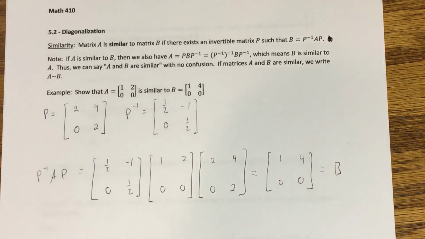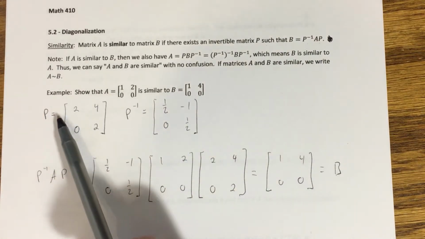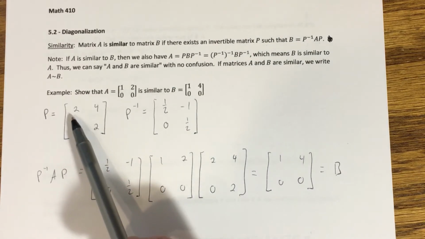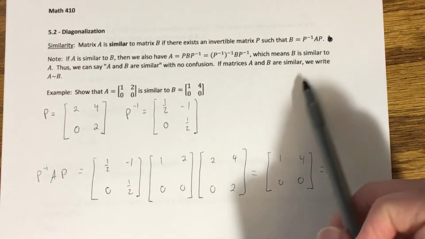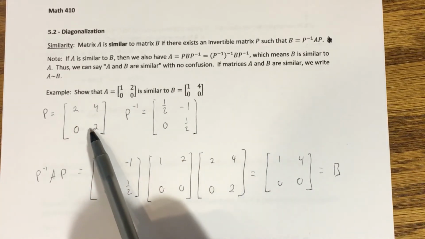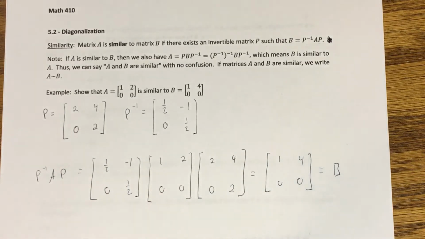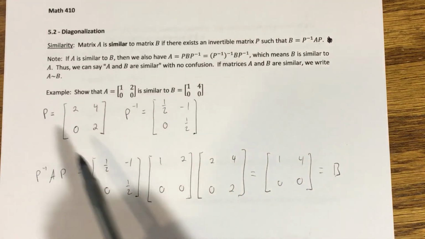Now here I'm giving you this matrix P. It's 2, 4, 0, 2. And this is the matrix that I'm going to claim is going to show that A and B are similar. I have not shown where I got P from. And I'm not going to show that because we're going to come up with a method for finding the matrix P in a special case later on.